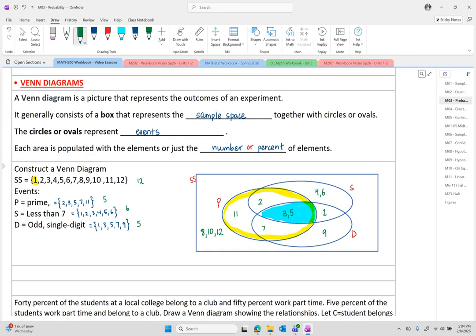However, the bubble for the primes, which is highlighted in yellow, actually does contain 2, 3, 5, 7, and 11. Does contain the 5 elements that we were expecting it to contain. The bubble S does contain 6 elements: 1, 2, 3, 4, 5, and 6. The bubble D does contain 5 elements: 1, 3, 5, 7, and 9. And the whole sample space indeed contains all the numbers from 1 to 12.